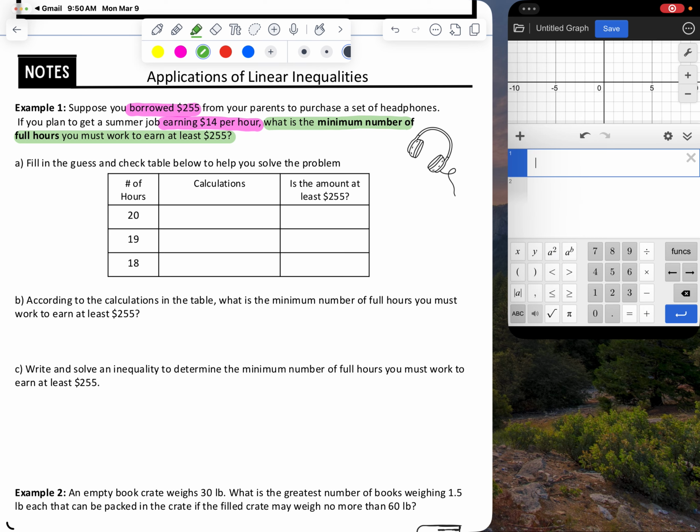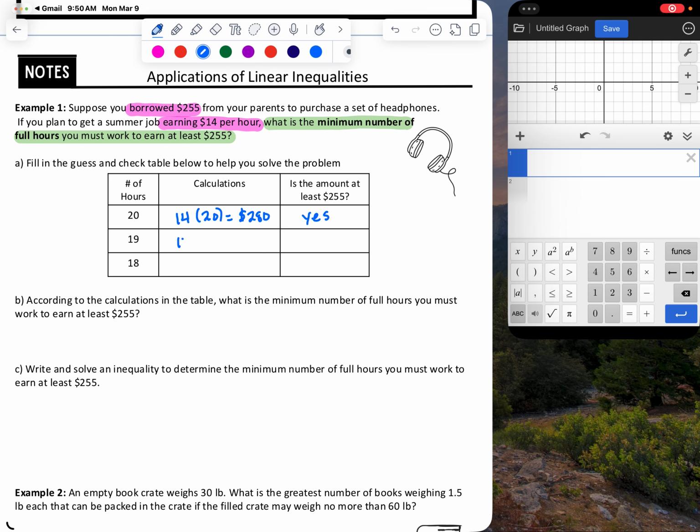All right, welcome back. Let's see how you did. For my calculations, I know that I'm earning $14 per hour. So if I work 20 hours, that would give me a total of $280. So the question is, is that amount at least $255? Yes. Okay. What if I only work 19 hours? Would I have enough money to pay my parents back?